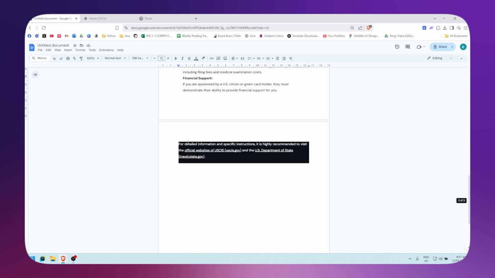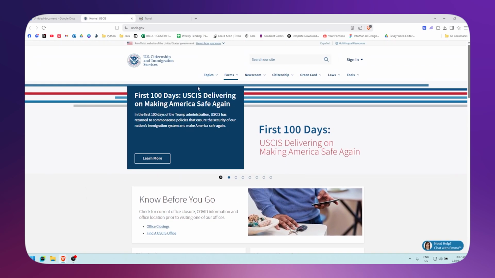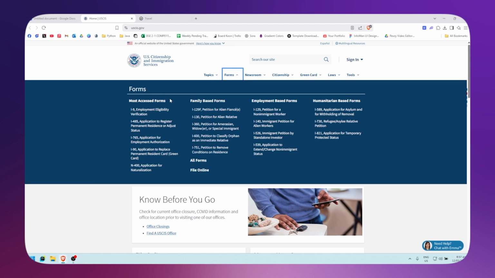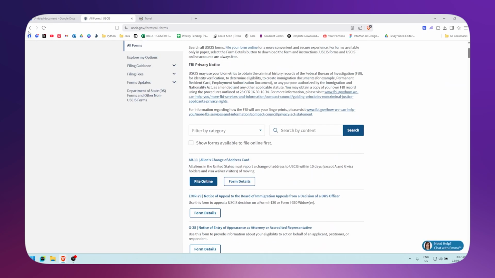And for more detailed information and specific instructions, it is highly recommended that you visit these sites. So the official website of USCIS, so just uscis.gov, and the US Department of State, which is travel.state.gov. So here are the websites. So make sure that you read through all the information right here. So you could check out the forms. If you click all forms, you can see all of the forms right here.